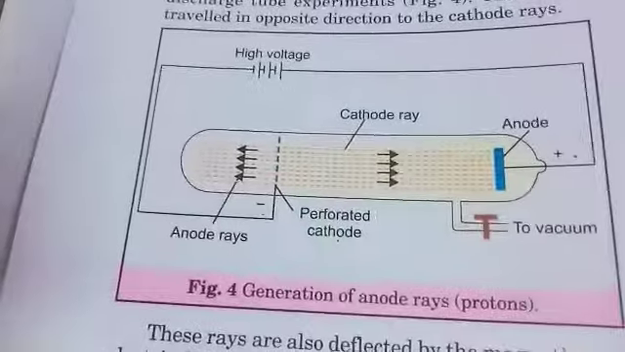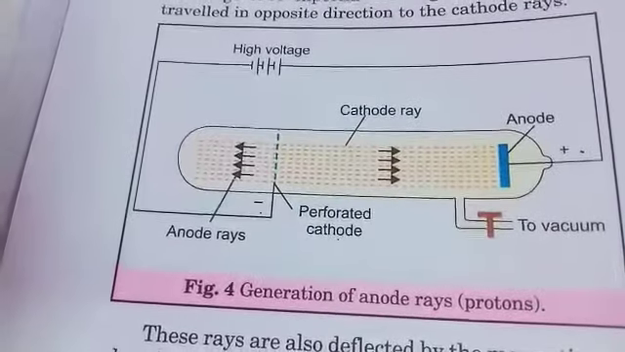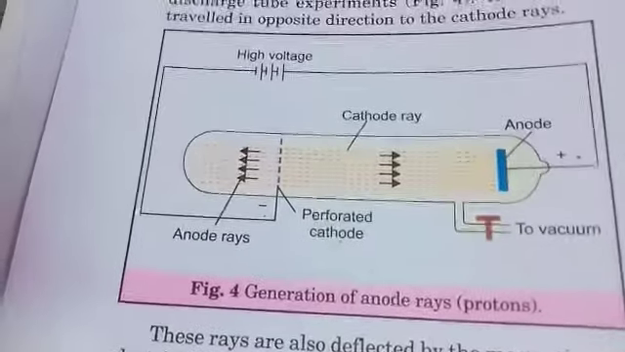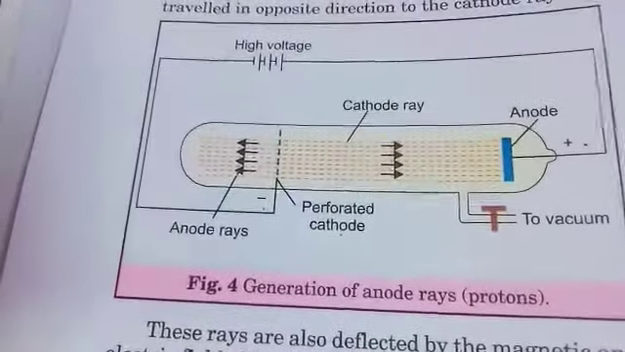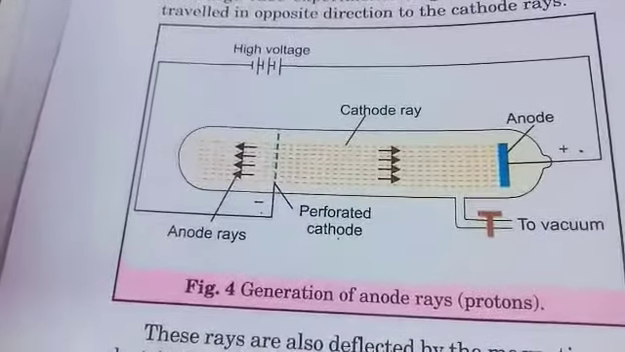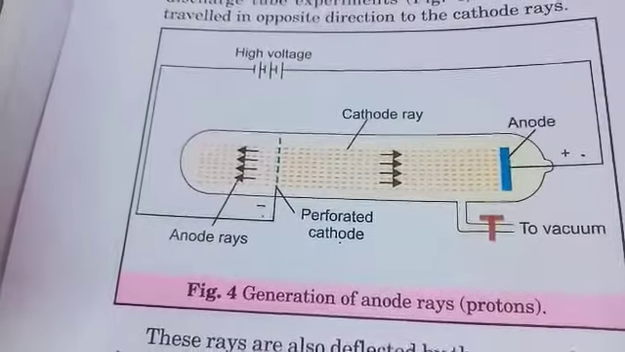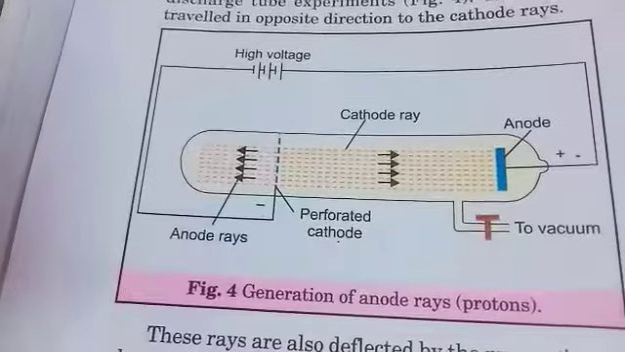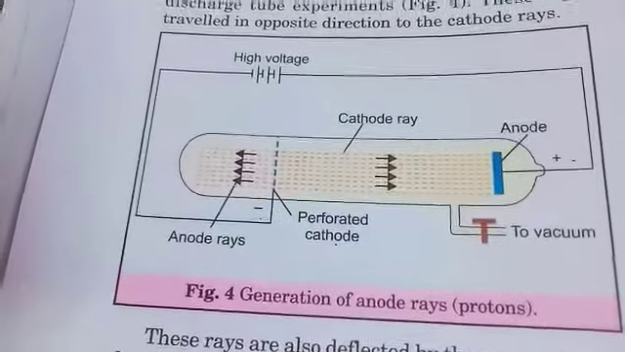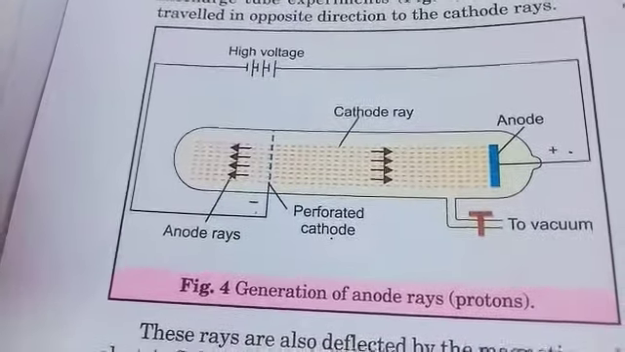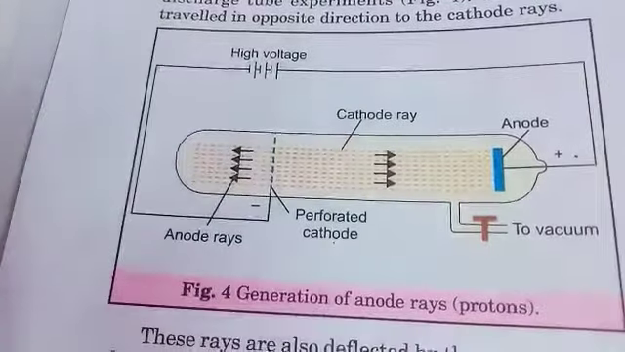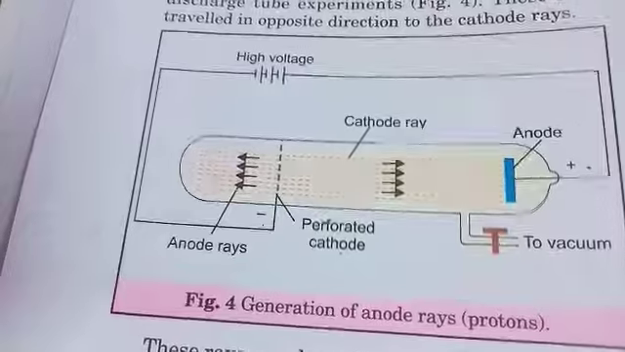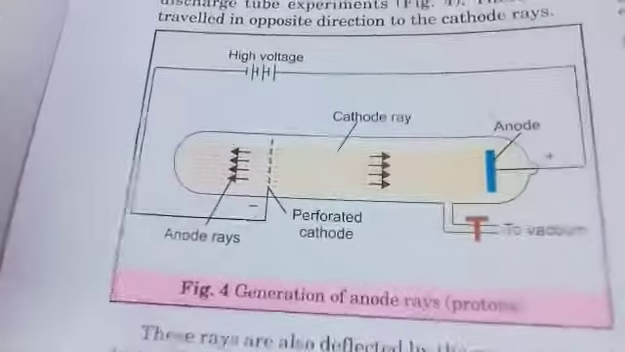Now we have some properties also, just like in the case of the discovery of the electron. Anode rays also travel in a straight line from anode to cathode. How to prove that? Just like with electrons, if you put some opaque substance, it casts a shadow. This shows that the invisible rays are moving in a straight line, and only then does an opaque substance cast a shadow.